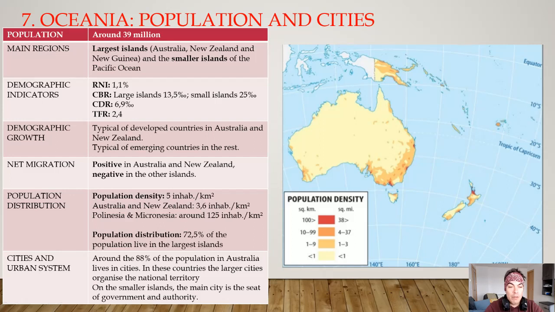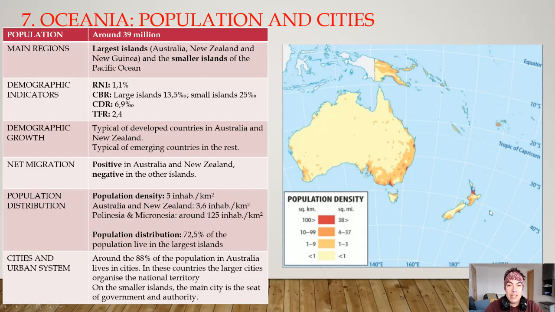The demographic growth is the typical of developed countries in Australia and New Zealand, because they are in fact developed countries, and the typical of emerging countries in the rest of the islands. Both of these two models are similar to the ones that we have seen in Africa and North America, for example. The net migration is positive in Australia and New Zealand because many people from the smaller islands migrate to these largest areas, because they are the richest regions in the continent, and of course it's negative in the rest.